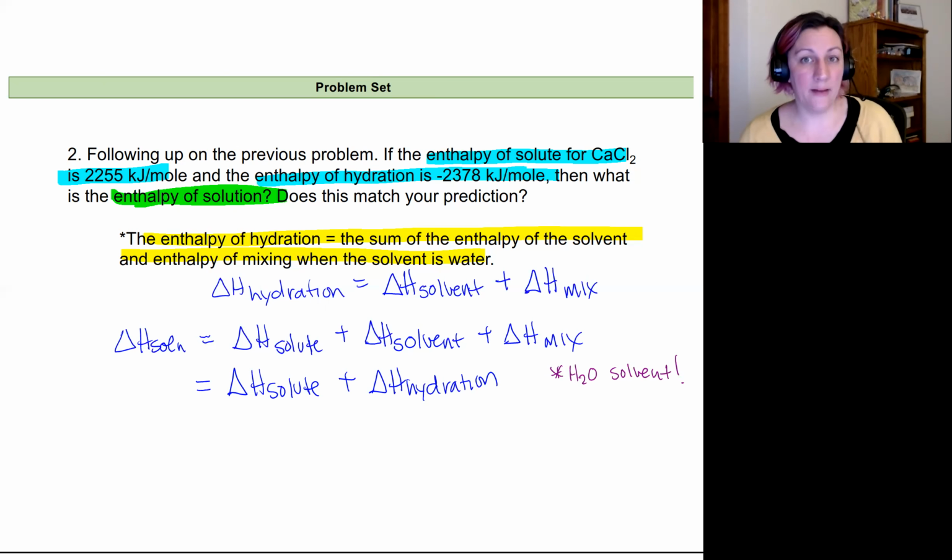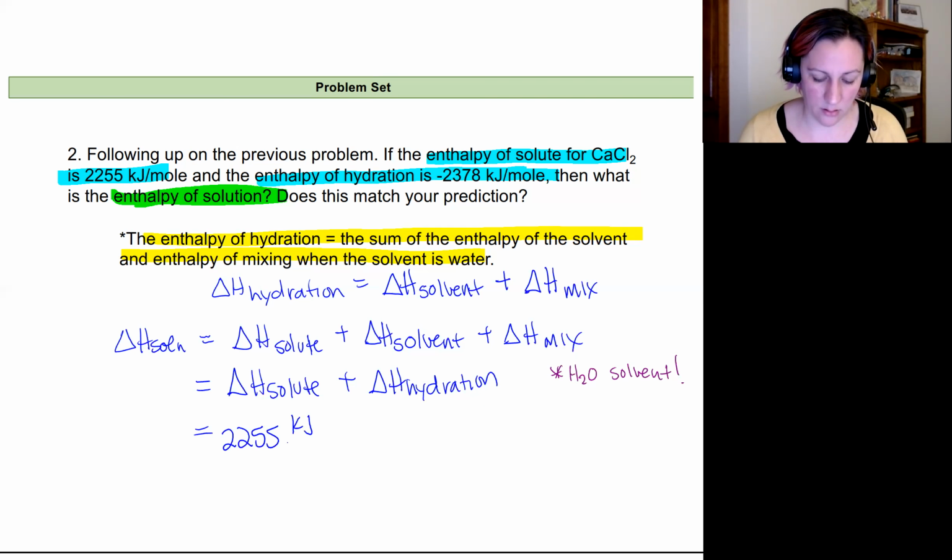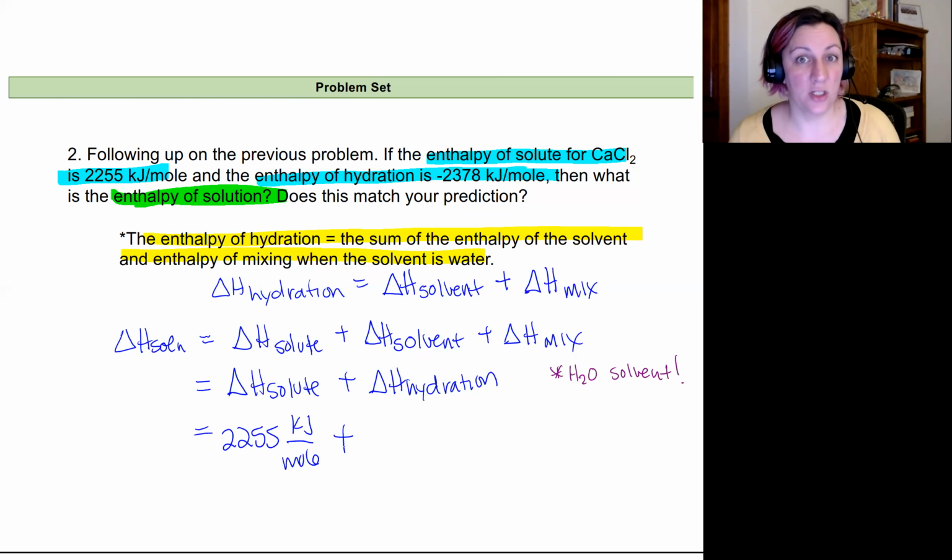So now we have some values we can plug in here, right? We've been told the solute enthalpy is 2,255 kilojoules per mole. It's a positive number, which is great. It should take energy to break the interactions between the calcium and the chlorine. So this will be 2,255, plus then the enthalpy of hydration, which is a negative value.